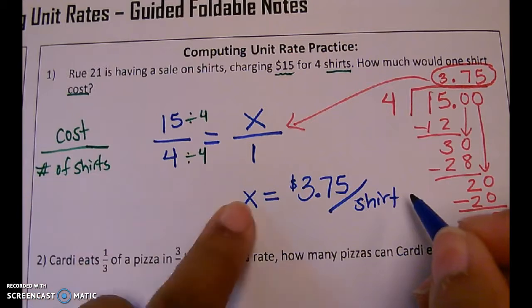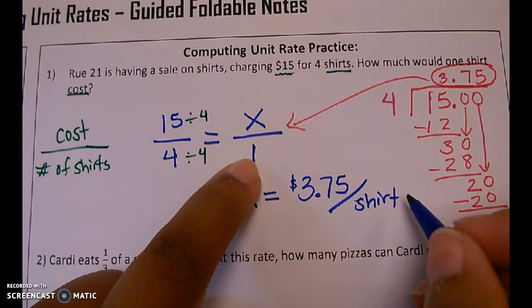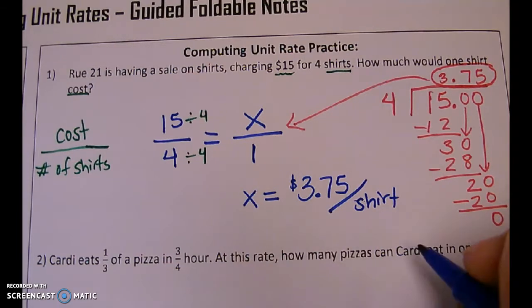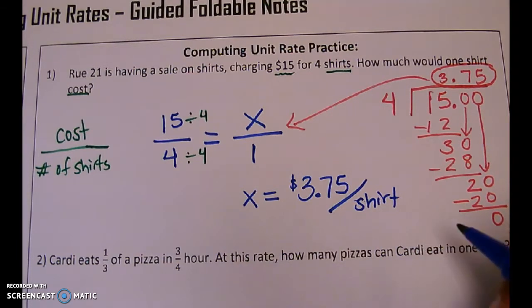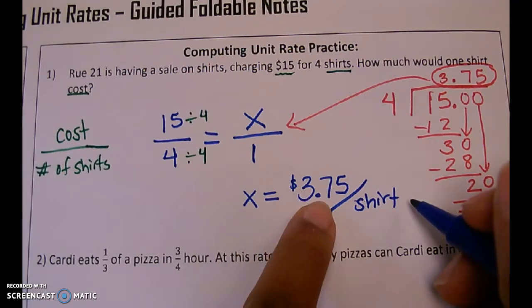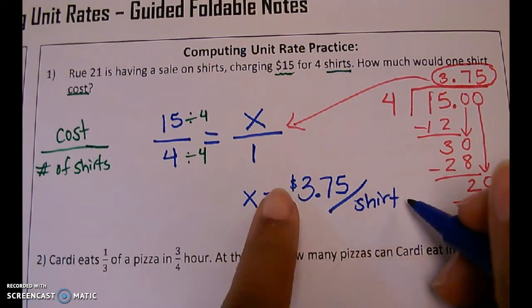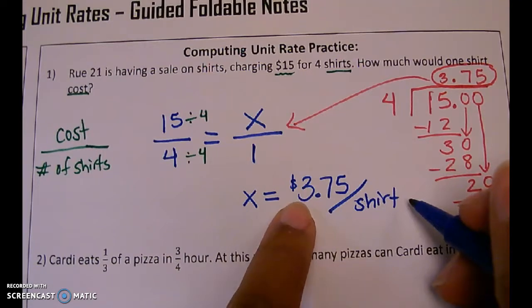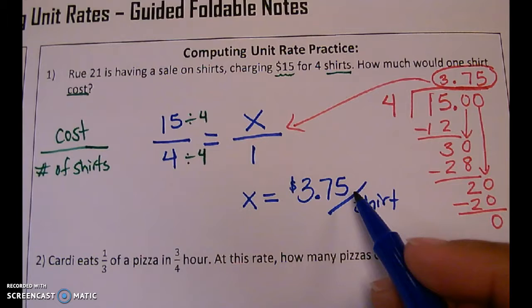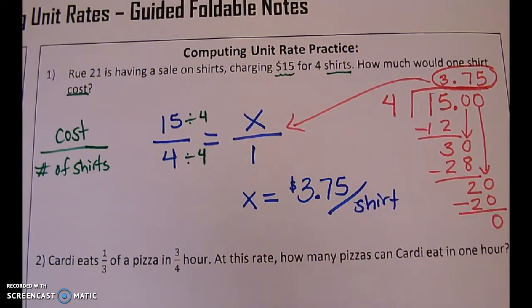Why do I say shirt? Because we're only dealing with 1 shirt here. So my answer will be represented like this. Remember that in order for you to get full credit for your problems, you're going to need to make sure you include your units. Now, the only reason why I didn't put 3.75 cost per shirt is because I already know this is $3.75, so I don't need to go any further than that. Let's look at the next problem.